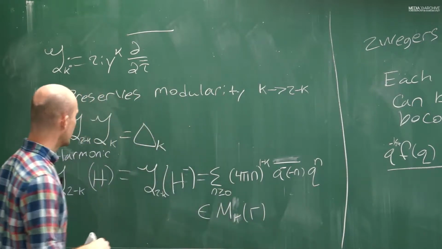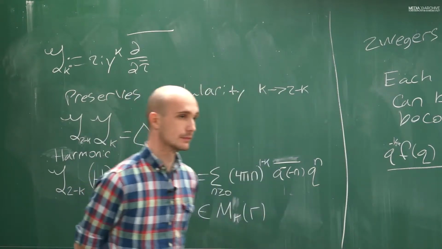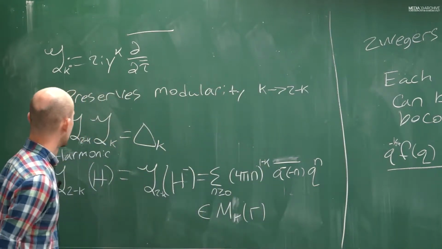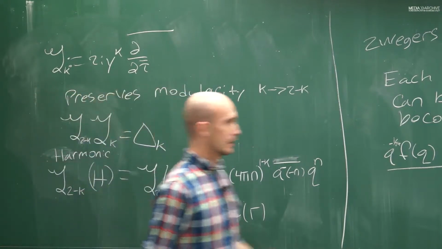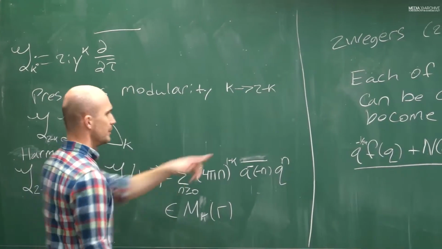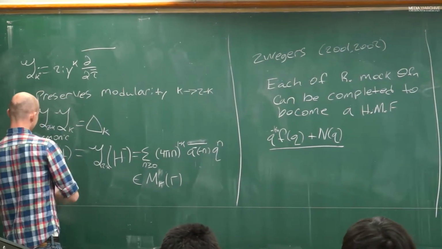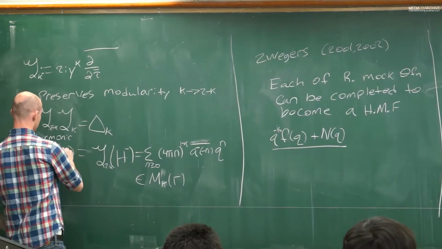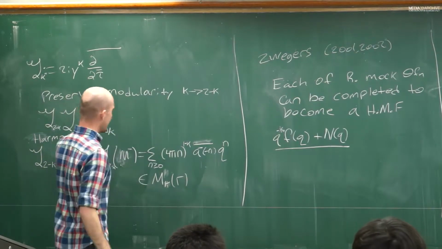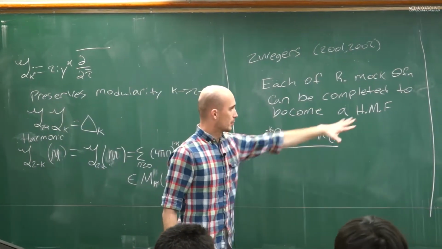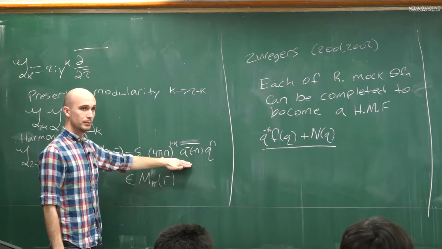M_k of gamma for the same group. Here, large H is harmonic. So my large H is a harmonic Maass form. I'm using M over here and H over here, so let me change this to M. If I act on a specific harmonic Maass form with that shape, then I'll end up getting a modular form like this.